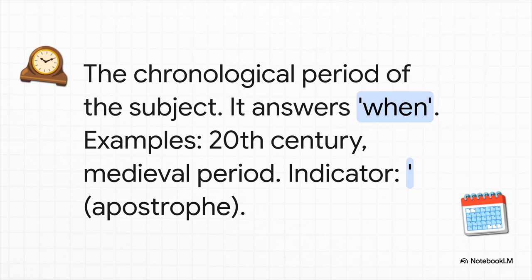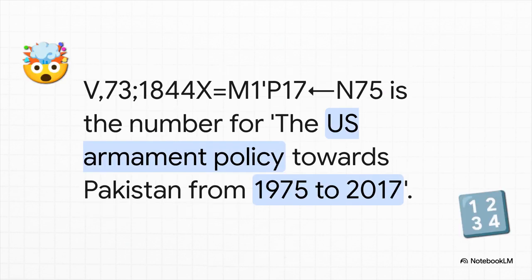See? Not so bad. So when you put it all together, you can get something that looks, well, like this. I know, it looks like a secret code, right? But don't let it intimidate you. This is just PMEST in action. It's the unique, super-specific class number for a document on the U.S. armament policy towards Pakistan from 1975 to 2017. Every single symbol and number there has a precise job to do based on those 5 categories we just talked about.